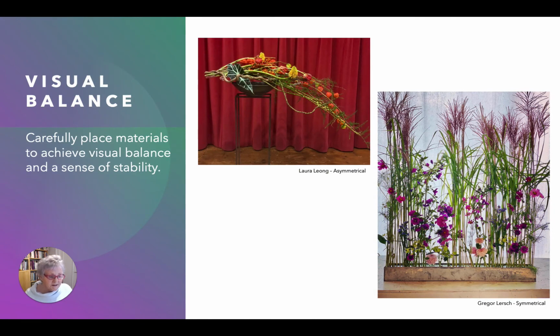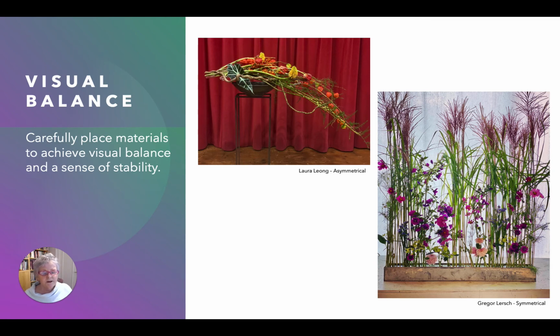Visual balance. This is the distribution of materials within the design, and how you place them will affect the visual balance. Without visual balance, the design can look as though it's falling over, have no stability, and give a sense of confusion. So where you place the flower is really important.